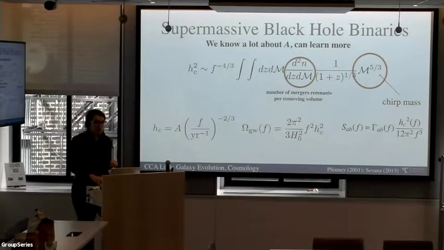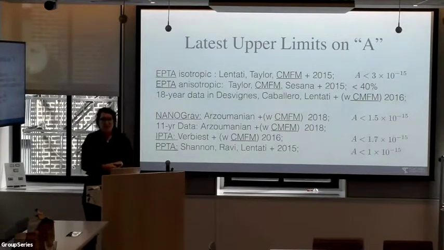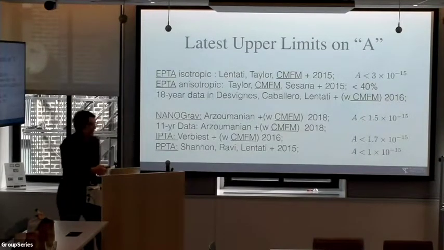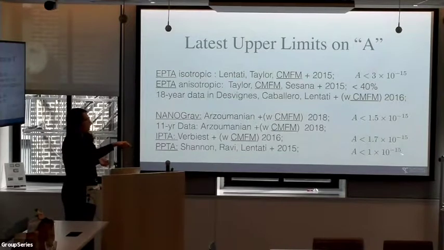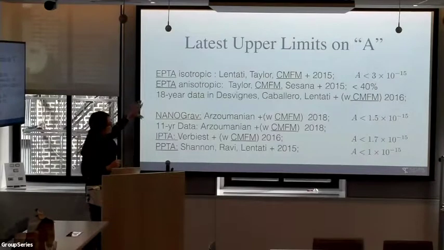So we know a lot about the amplitude of the background now. In fact, in recent years, there's been a surge in upper limits on the gravitational wave background. We seem to be converging to around 1 times 10 to the minus 15 for the amplitude of the background, and that's where a lot of the models tell us the gravitational wave signal should live. So we believe that we're getting close, and what we can do when we're this close is start to rule out models.